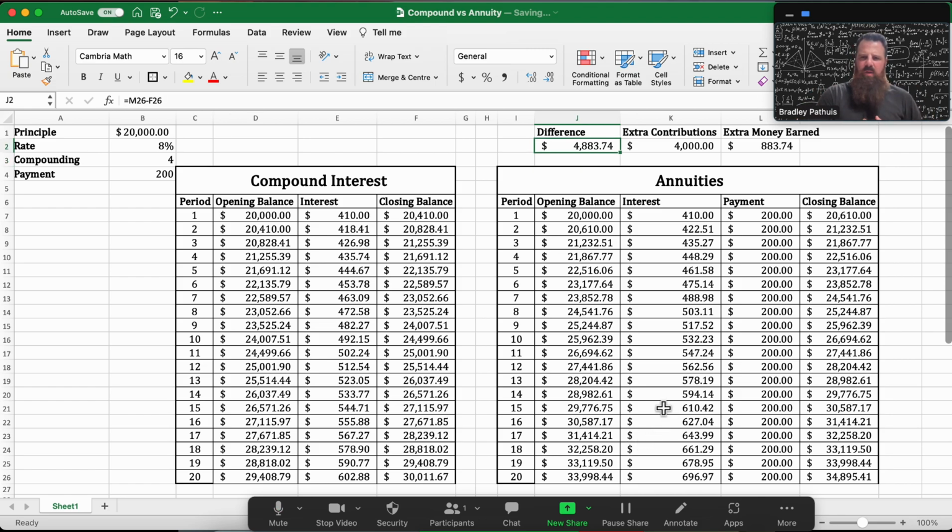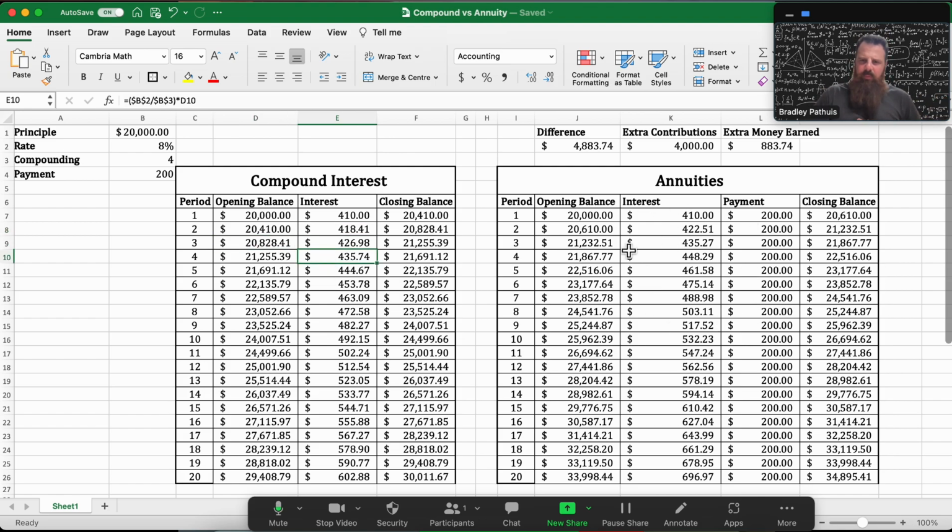Now, if we think about it, I've put an extra $4,000 in over that time. But just because I've put that extra $4,000 in, I've generated an extra $883 worth of interest. So just summarizing quickly, compound interest: put the money in the bank, don't touch it, walk away, and at the end of each period it goes, oh, you've got more money, let's add some interest. Oh, you've got more money, let's add interest to that.